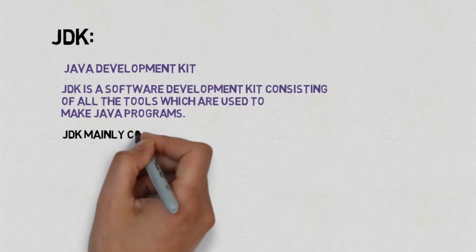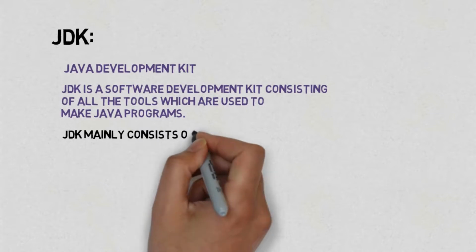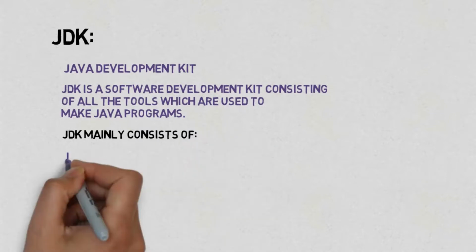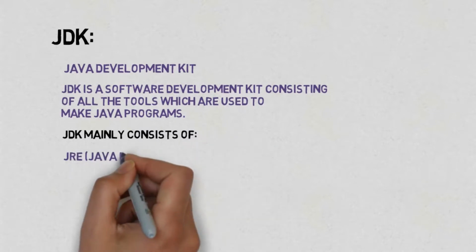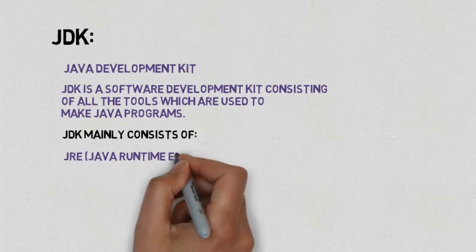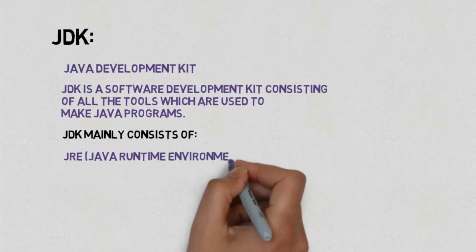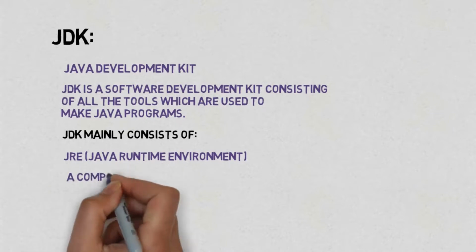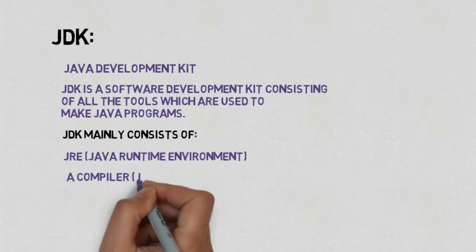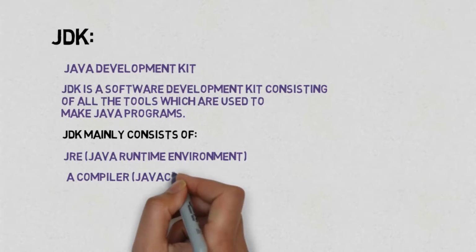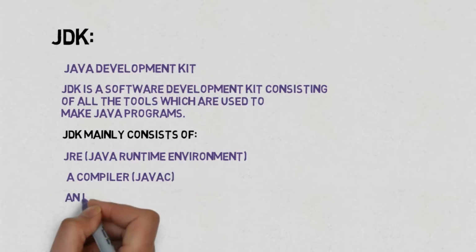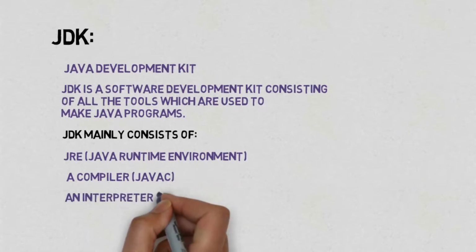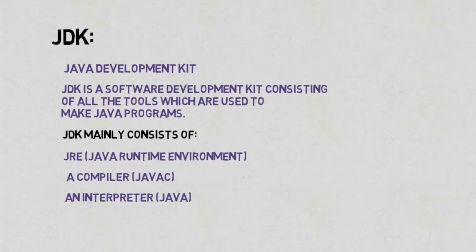So what does JDK further consist of? JDK mainly consists of JRE, which means Java Runtime Environment. Without JRE, the Java programs cannot execute. It also has a compiler, which converts the Java source code into an intermediate code known as bytecode. And finally, the interpreter converts this bytecode into the machine code of the underlying operating system.